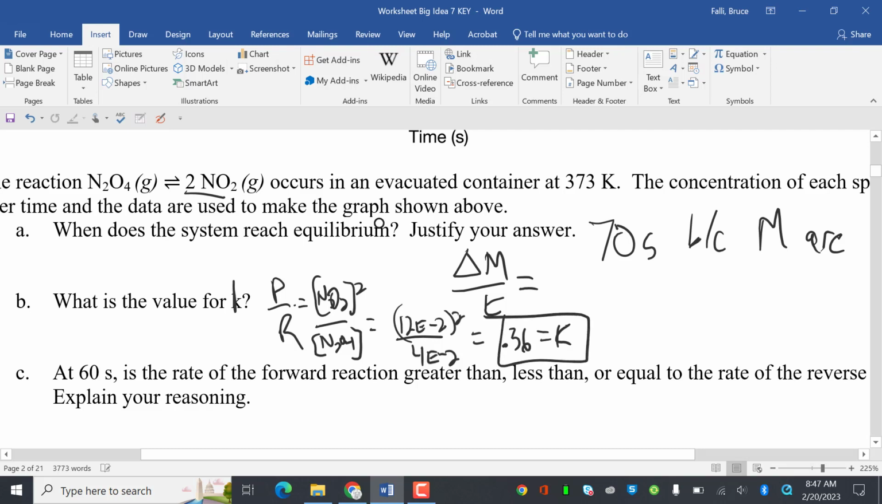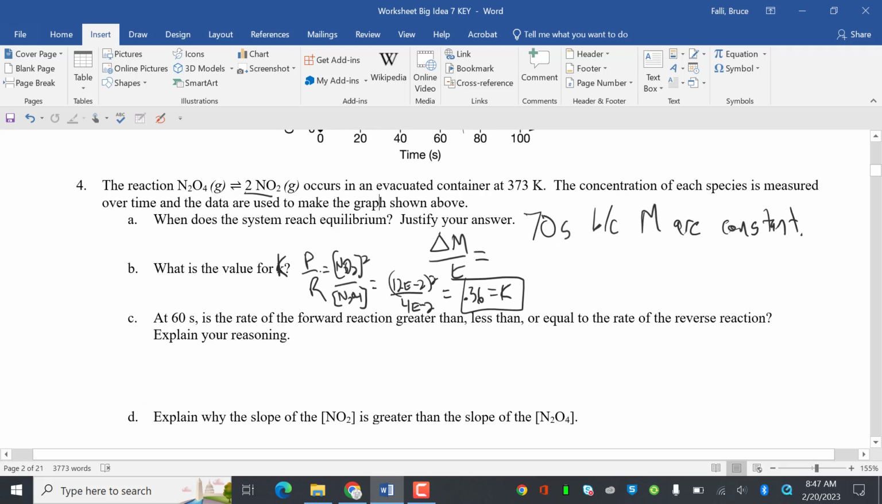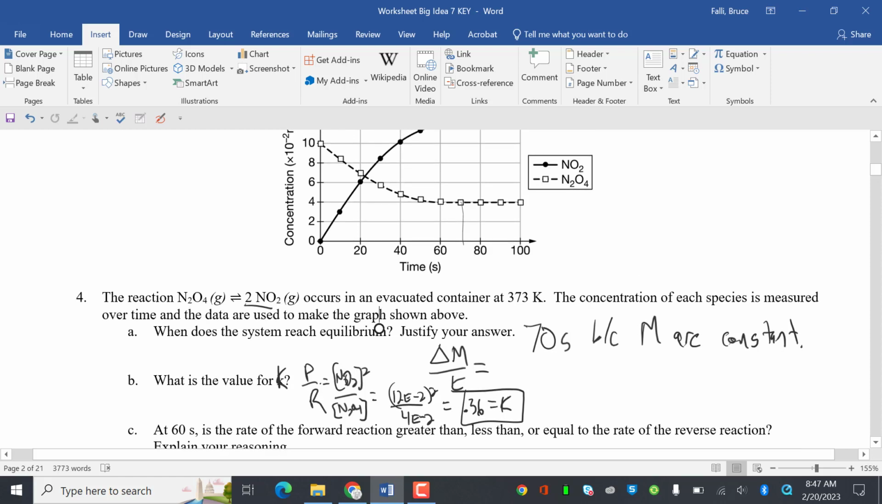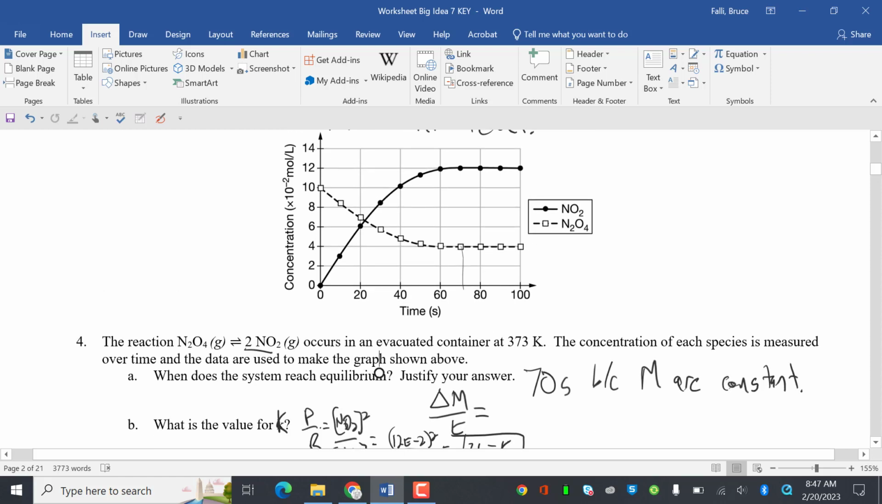In that case, it should be capitalized. At 60 seconds, is the rate of the forward reaction greater than, less than, or equal to the rate of the reverse reaction? Explain your reasoning. Okay, so remember, we're going to look at the slope of the line. So at 60 seconds, I guess if I were to draw that tangent line right now.